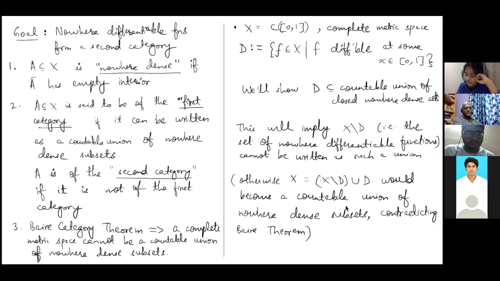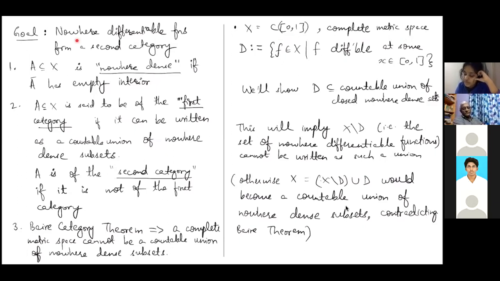And what the Baire category theorem implies is that a complete metric space cannot be written as a countable union of nowhere dense subsets. So for the problem at hand, our space X is the space of continuous functions on the closed interval 0 to 1 under the sup norm. That makes it into a complete metric space.